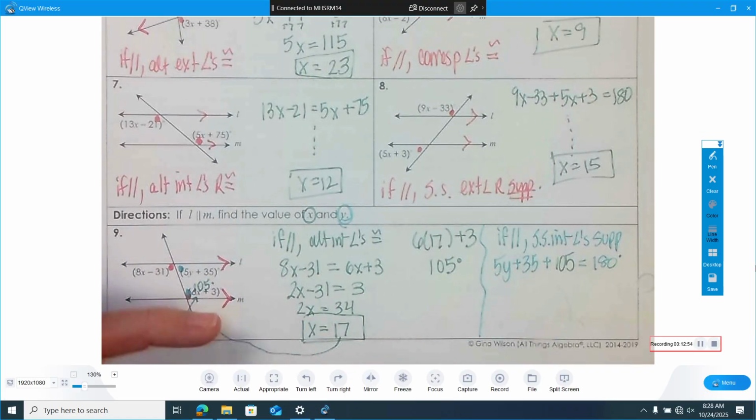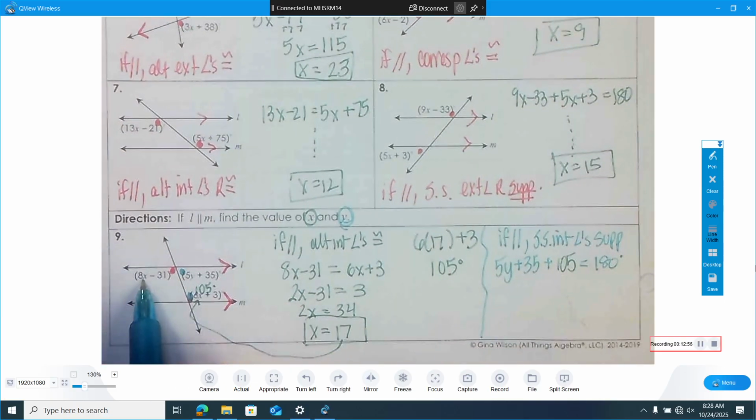Now, Cash, you weren't wrong when you said they're a linear pair. In fact, if you had plugged it in over here to the 8x minus 31, this angle and this are a linear pair. Okay, so that is good justification as well. These two add to be 180 because they're a linear pair.